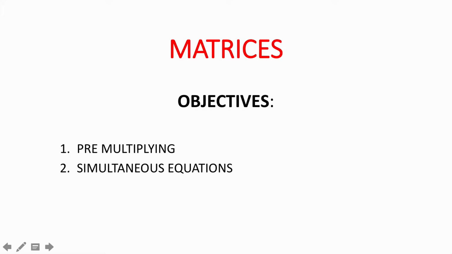Alright, so welcome to the third part of the matrix series. And firstly, we will talk about pre-multiplying. So suppose I have two matrices, A and X, where A is a 2 by 2 matrix and X is a 2 by 1 matrix. When I multiply them, I'll get a matrix that is a 2 by 1 matrix. I'll call that matrix B.